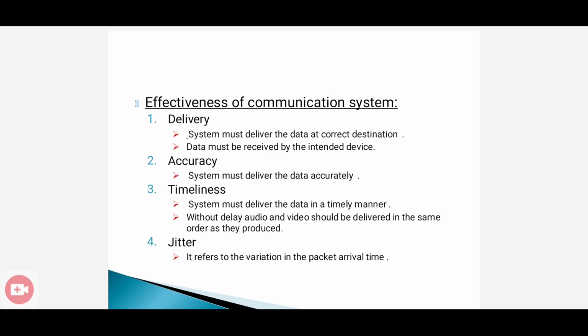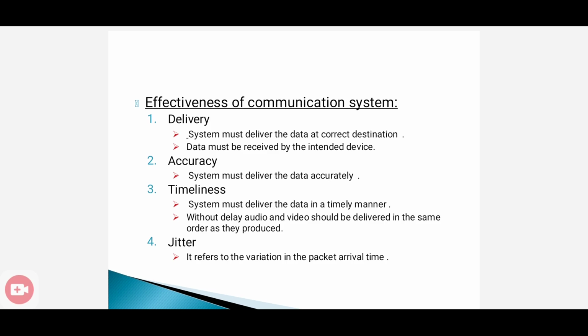And the second one, accuracy. The system must deliver the data at the correct destination, but also the data must be accurate. That is accuracy. So the first parameter, delivery: the system should deliver the data at the correct destination. Also the data must be accurate. That is the second parameter, accuracy.